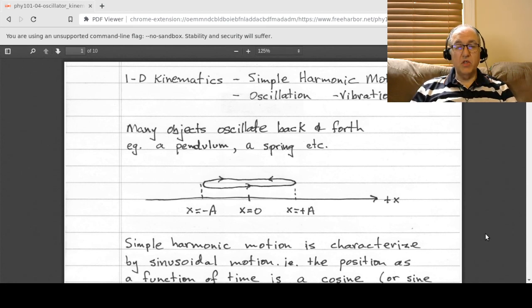And as usual in physics, we're going to just look at this in the abstract, okay? And so what you're seeing here is a diagram where I'm trying to illustrate simple harmonic motion, okay? And it's 1D motion too.